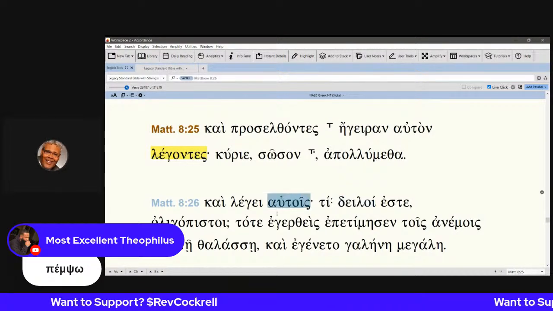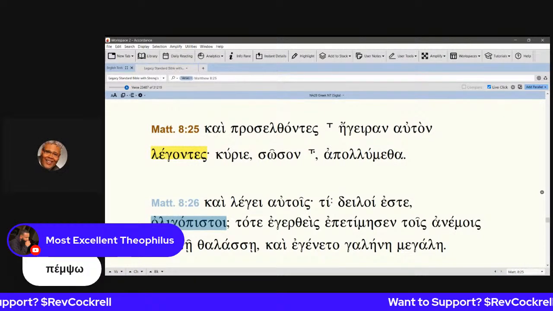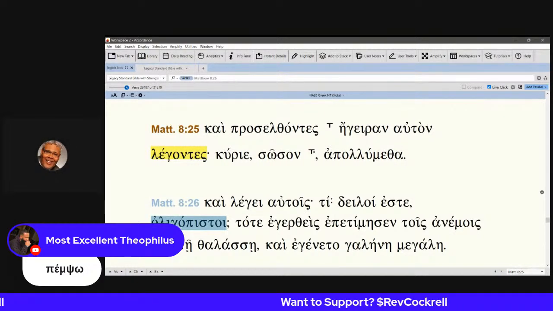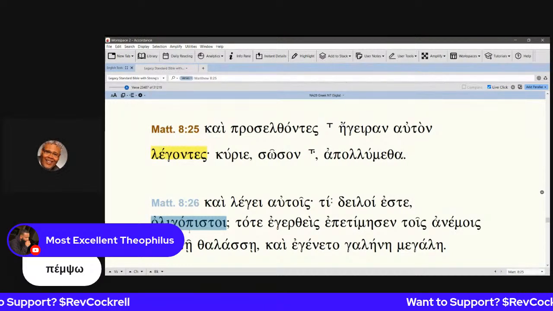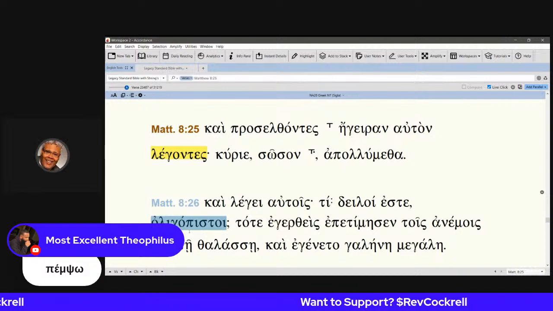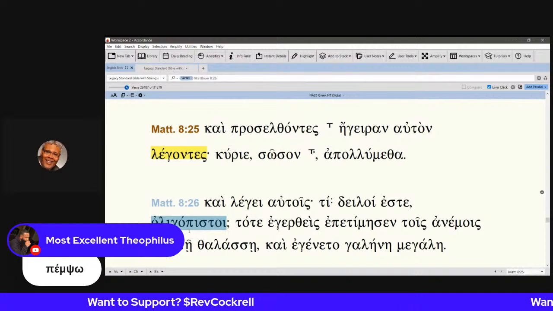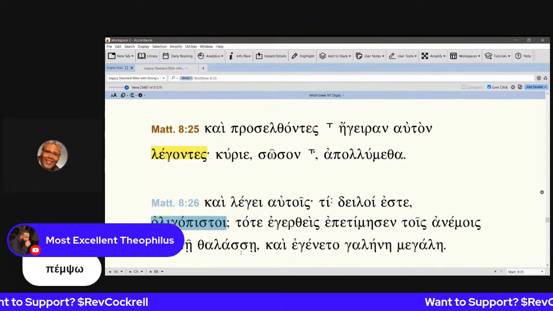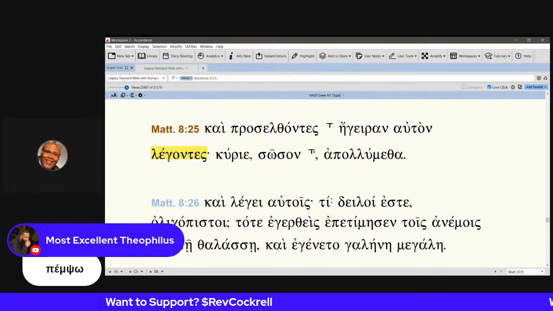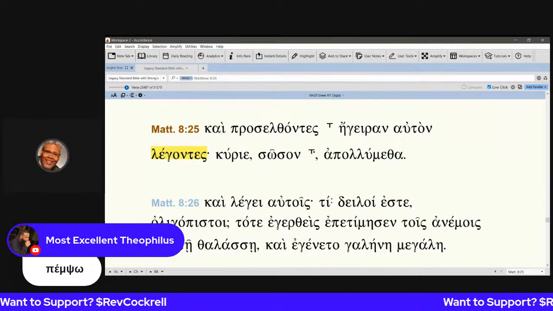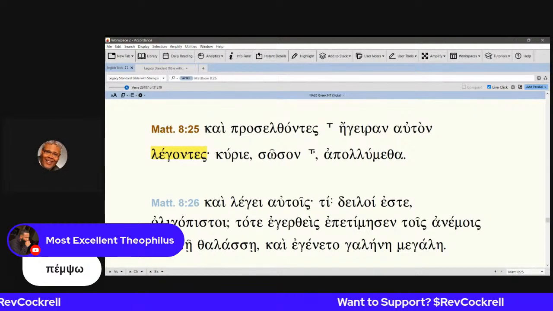And then he says, you of oligopistoi. Why do you have such little faith? Why do you have such a short burst of faith? So it's not that they were afraid of the water, it's that their faith is not working properly. Basically, that's what Jesus is saying. So that's just a little something to show, when Jesus is on your boat, there's nothing to be afraid of.